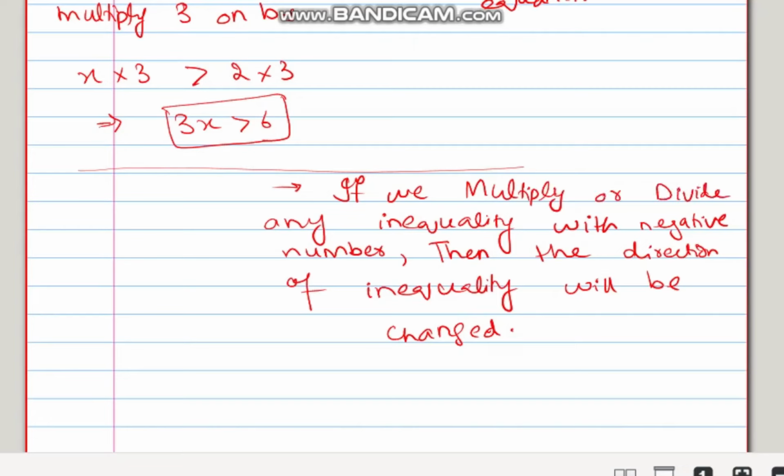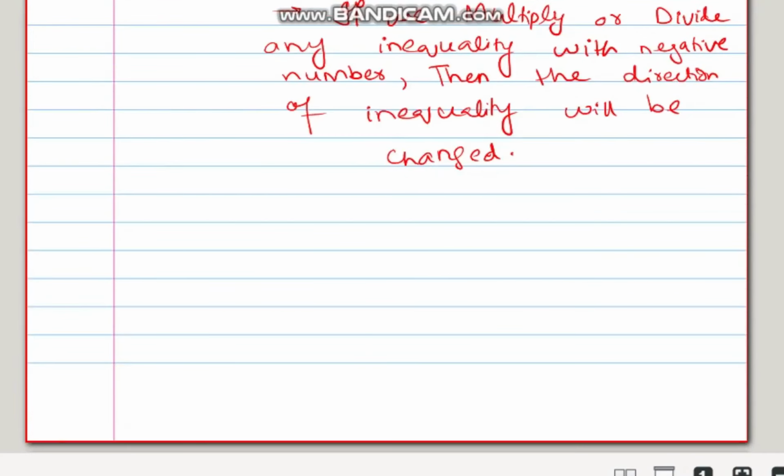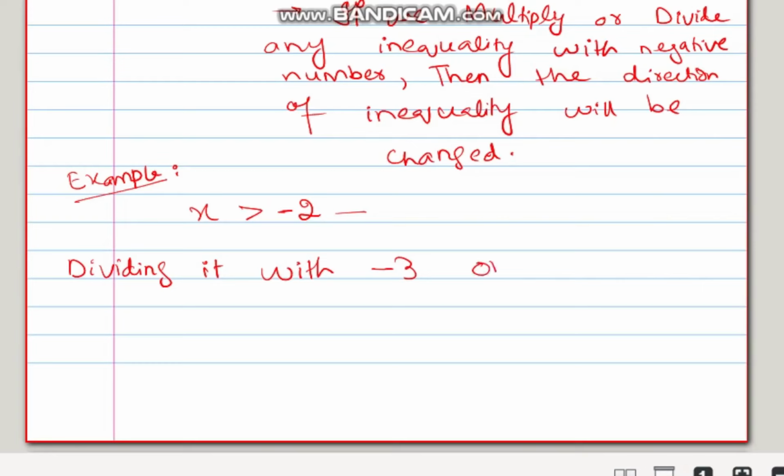For example, let me explain this point again. For example, we have an inequality. Please note this point. For example, I have an inequality like this: x is greater than -2. Now I am dividing this inequality on both sides by minus 3.